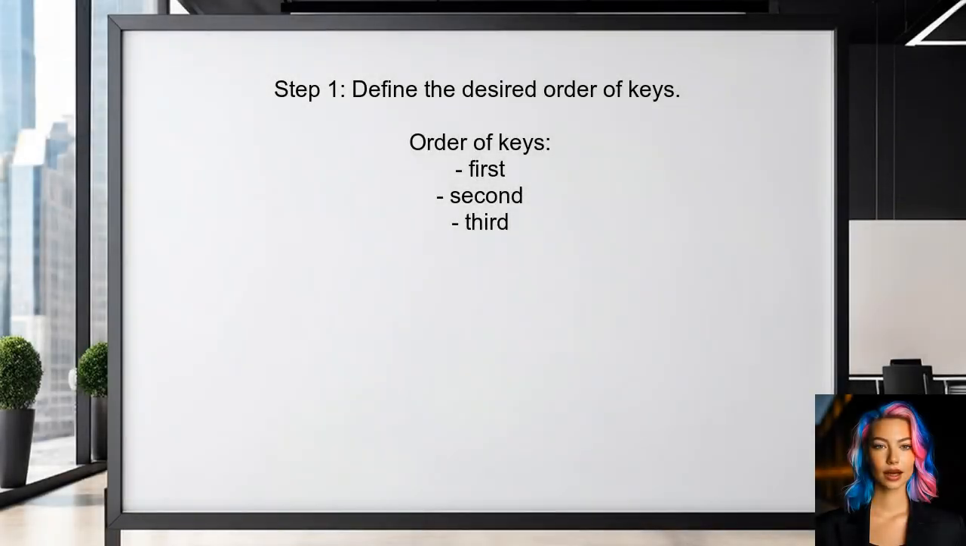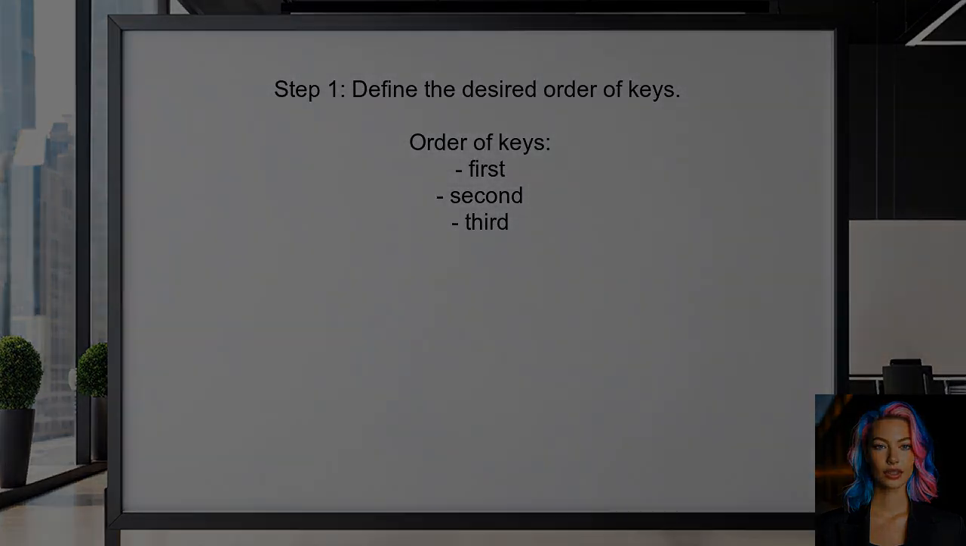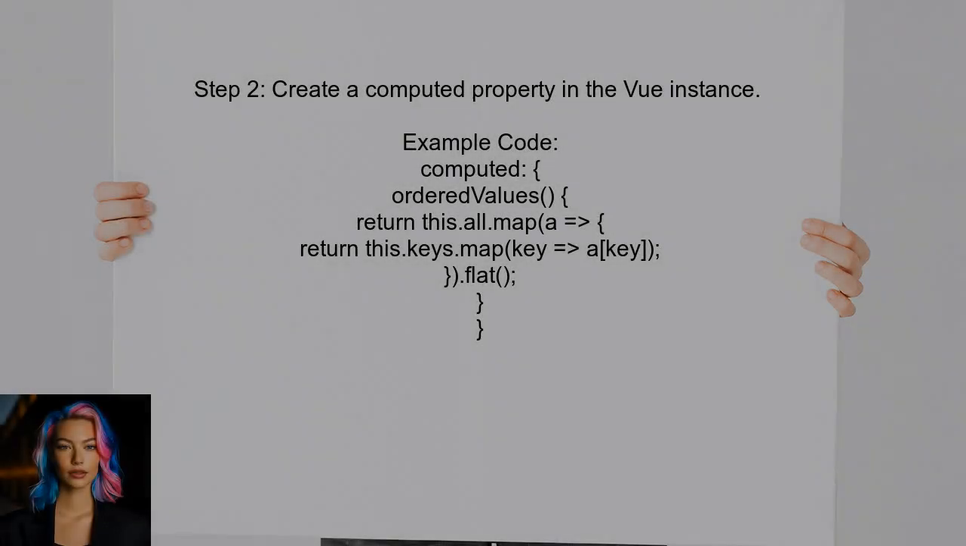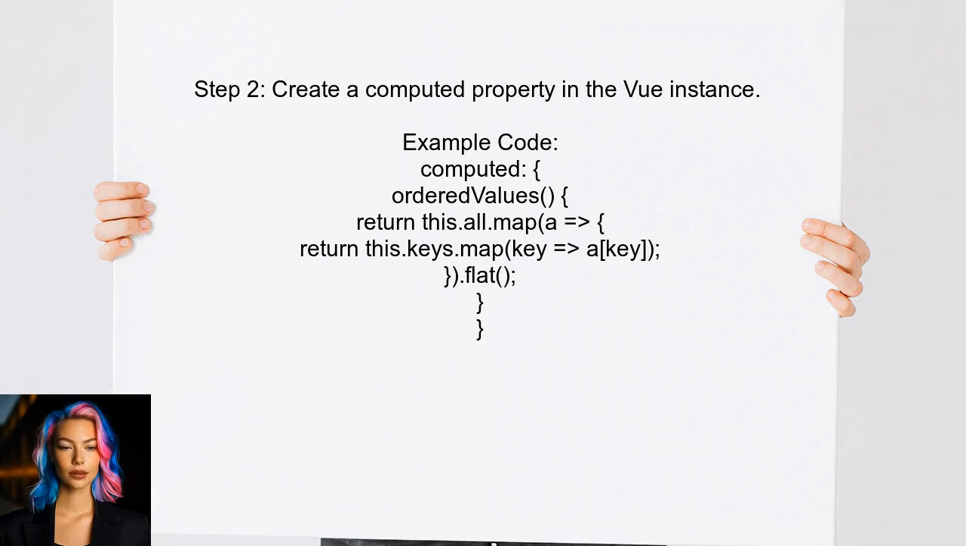To iterate over the array of objects in a specific order, the user should first define the desired order of the keys. In this case, the order is first, second, and third. Next, the user can create a computed property in their Vue instance. This computed property will sort the values based on the defined order of keys.